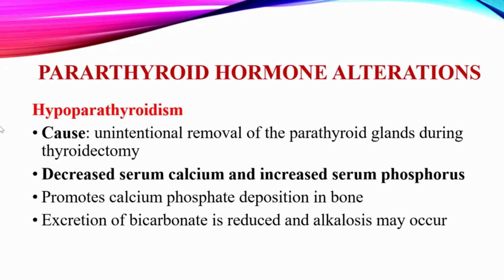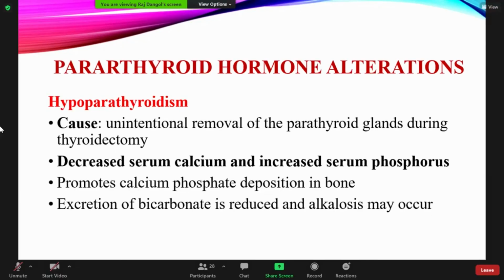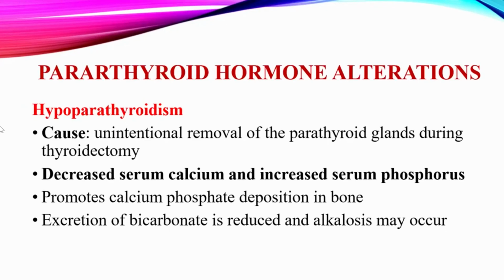With high concentrations of parathyroid hormone, it reduces the reabsorption, so that means it increases the excretion of bicarbonate and generates acidosis. But in deficiency, what happens? It decreases the excretion of bicarbonate and may lead to alkalosis.